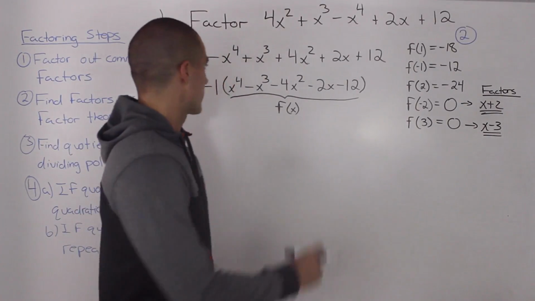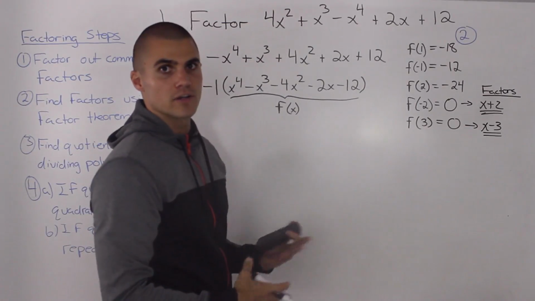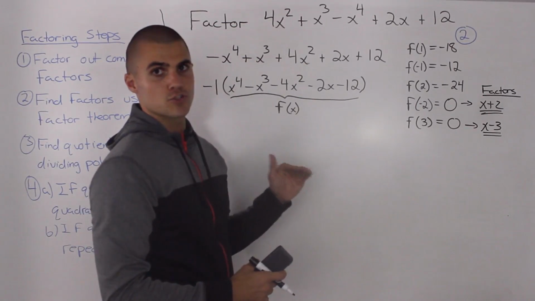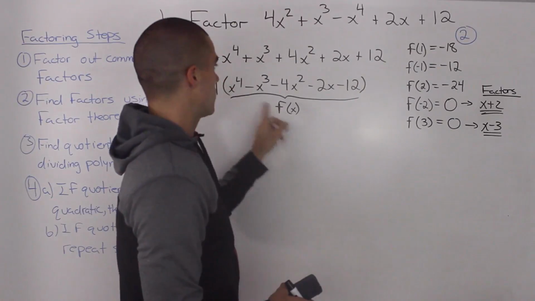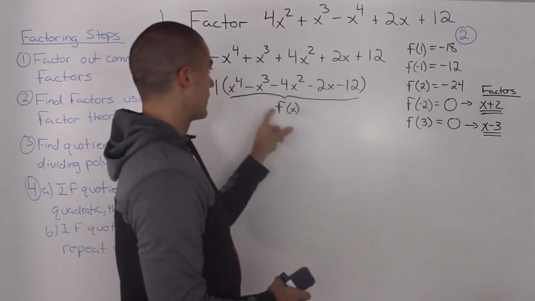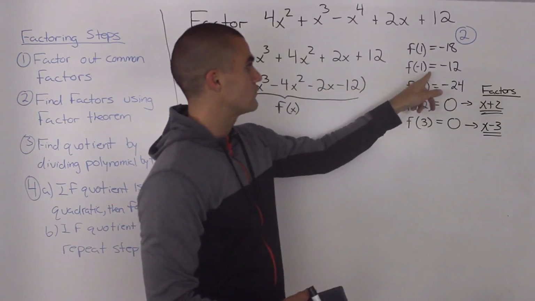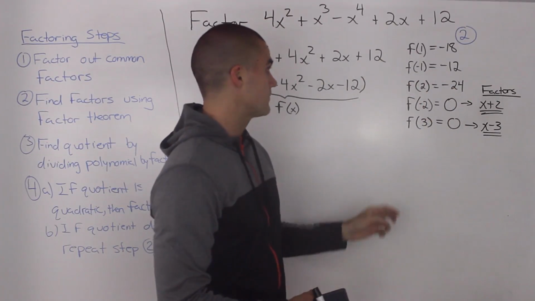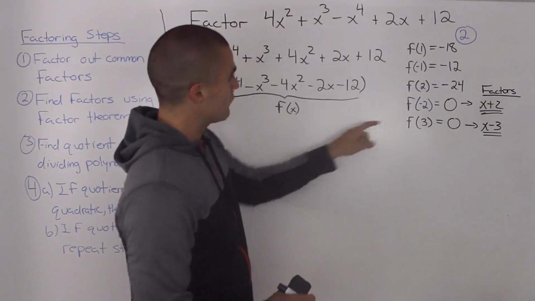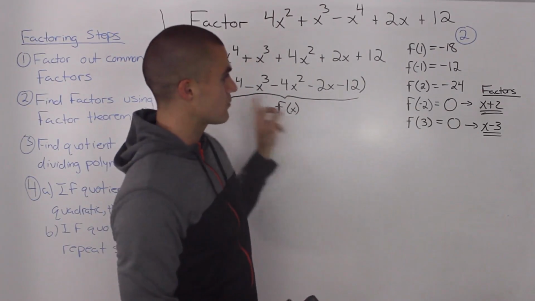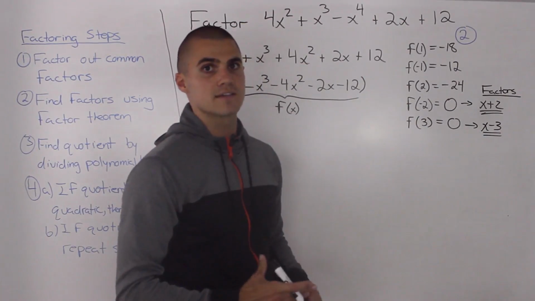So moving on to step 2, we would take this polynomial here in the bracket, which I labeled as f of x, and we would try to find factors for it using the factor theorem. And the way we do that is through trial and error. So we would plug in plus 1, minus 1, etc., until we get values of 0. So when we plug in 1 for the x value in this polynomial f of x, we get negative 18, so we know x minus 1 is not a factor. When we plug in negative 1, we get negative 12, so x plus 1 is not a factor. When we plug in 2, we get negative 24, so x minus 2 isn't a factor. However, when we plug in negative 2 and 3 for the x values, we get 0 for both of those. So that means that x plus 2 and x minus 3 are factors.